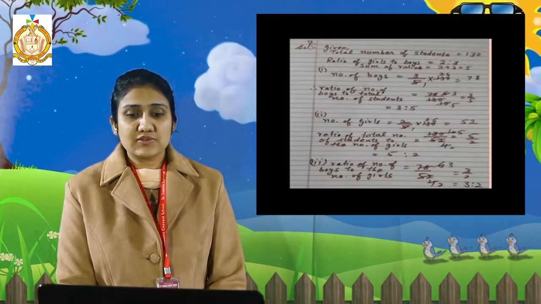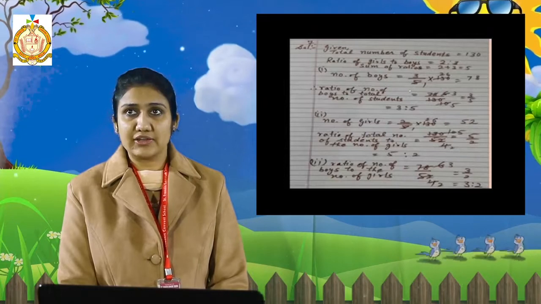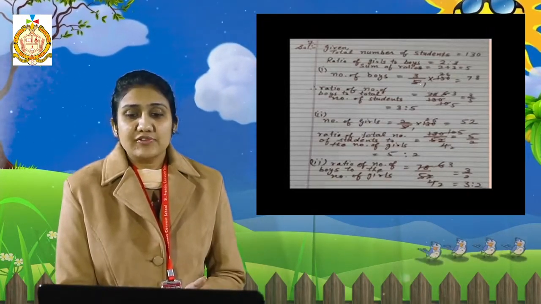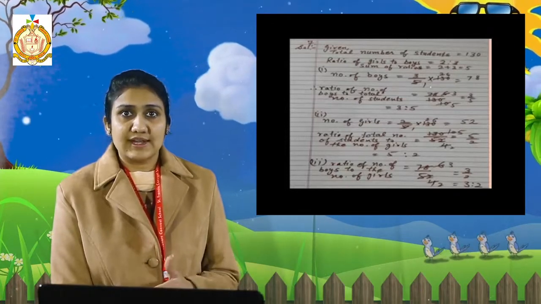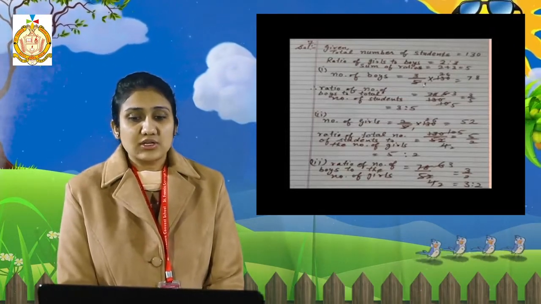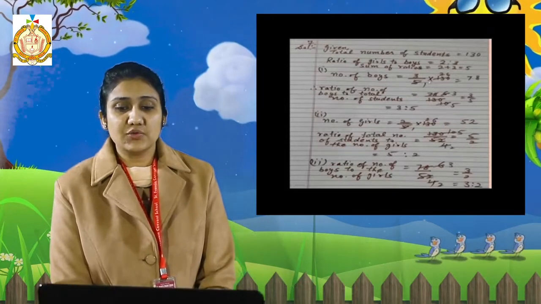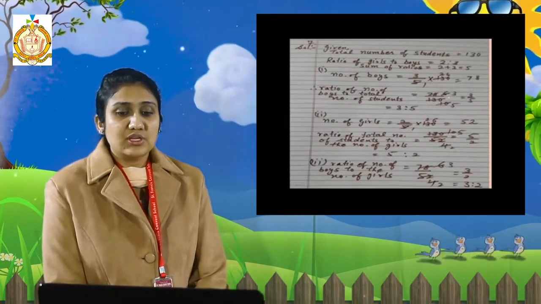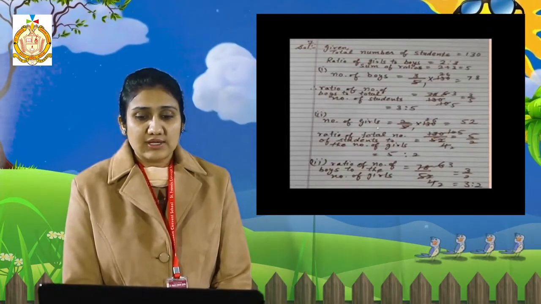So the number of boys will be 3 divided by 5, because boys are in the ratio 3. So 3 divided by 5 should be multiplied by the total number of students, that is 130. Cancelling out the terms and multiplying 3 with 26, we get the answer 78. In the same way, you have to do the sum.